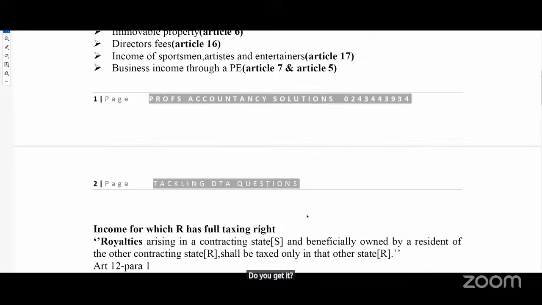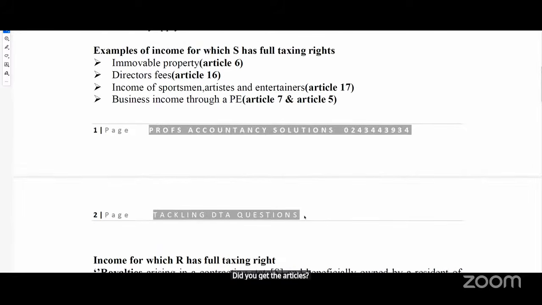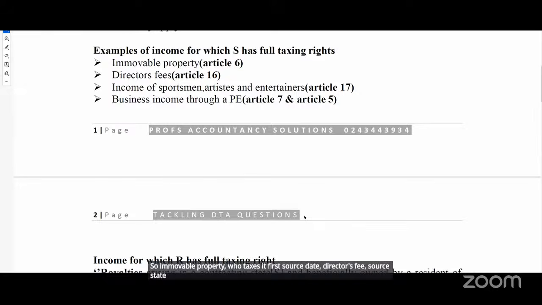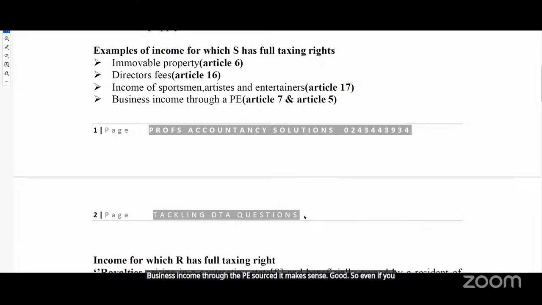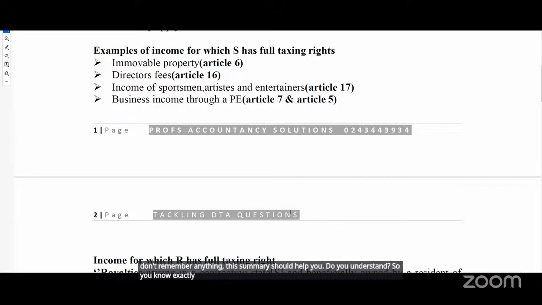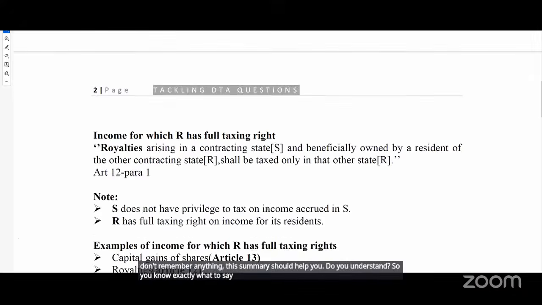Prof. Did you get the articles? So, immovable property, who taxes it first? Source state. Director's fee, source state. Artists and sportsmen, source state. Business income through the PE, source state. Makes sense? Good. So even if you don't remember anything, this summary should help you, so you know exactly what to say. All right. Can we go?